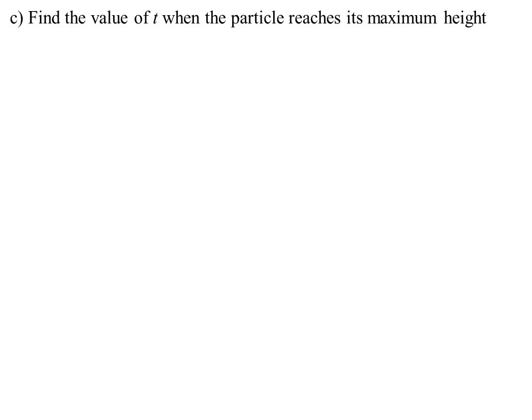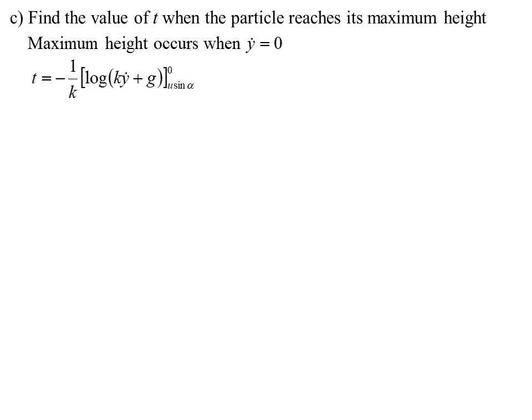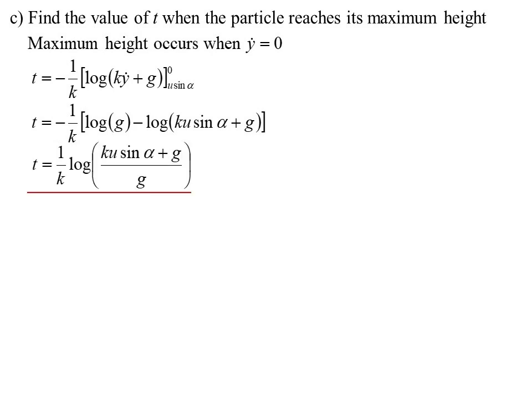Find the value of t when the particle reaches its maximum height. Well, maximum height occurs when vertical velocity is 0. So t equals that. I guess the advantage of making that mistake is I already have my expression for t. If I verified, I wouldn't have had it. So what do they call that? Serendipity. Discovery by accident. Okay, subbing in, and I get it very quickly. So maybe it was good that I did it the wrong way in the last part.